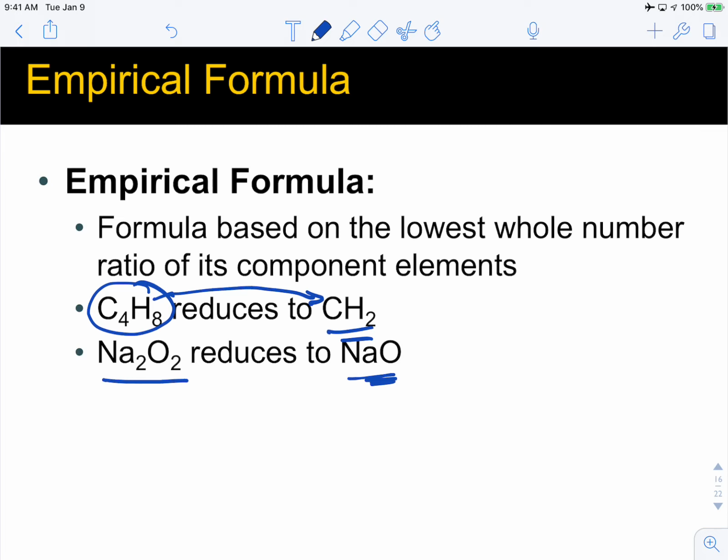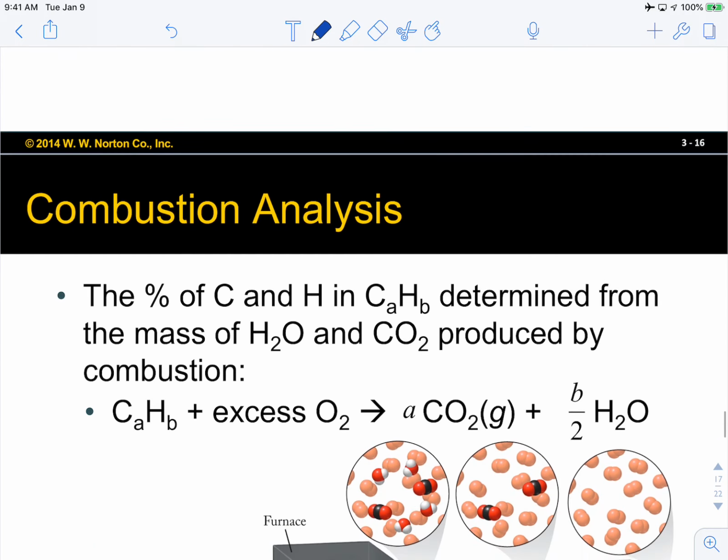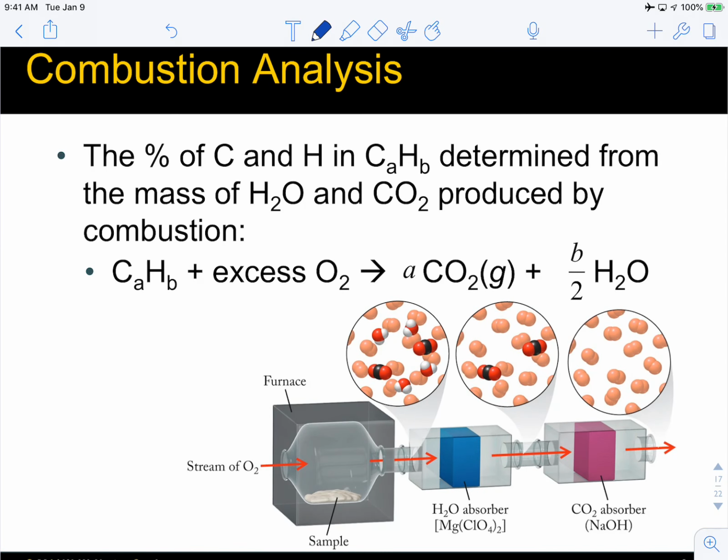Just like calcium oxide, you could say it would be 2 to 2, actually 1 to 1. Calcium oxide would be Ca2O2, but you reduce that. So it's that lowest formula ratio, if you will. And we can use that in a process known as combustion analysis. We'll come back to empirical formulas in the chapter, of course, in the lecture.